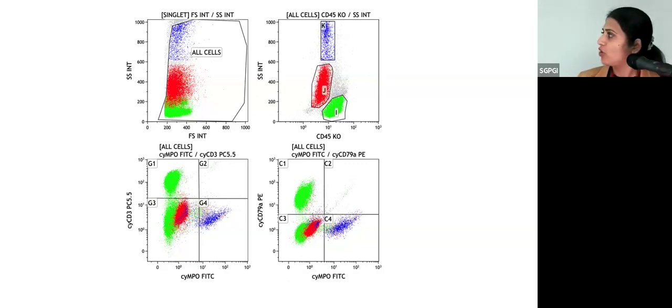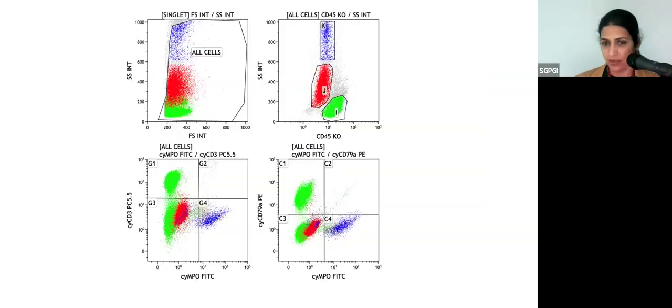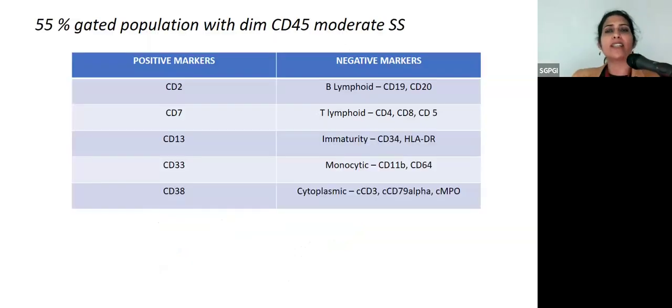And the cytoplasmic tube also told us that all lineages, myeloid, T and B, were negative. So what is the result on flow cytometry? There's a 55% gated population showing dim CD45 and a moderate side scatter. Did you look at the side scatter here? The side scatter is not what your blast would normally give you. The blasts lie here. They have a lower side scatter. But here the side scatter is somewhere up. It's coming as far as the grans. So this is a population showing dim CD45 and a moderate side scatter.